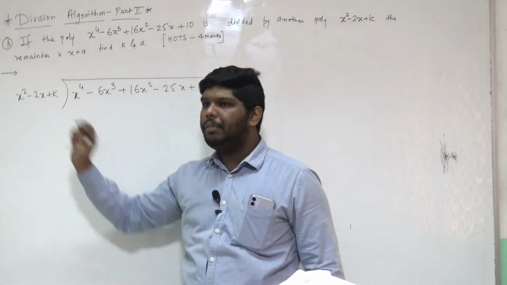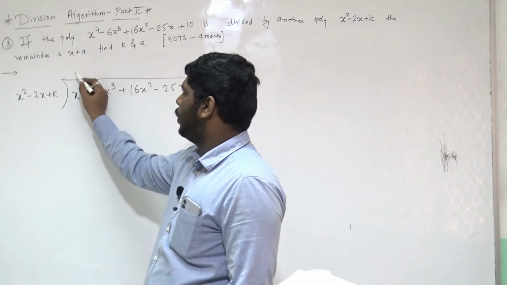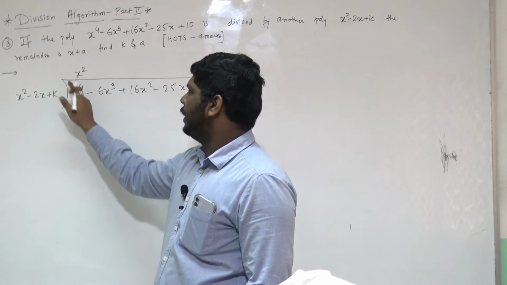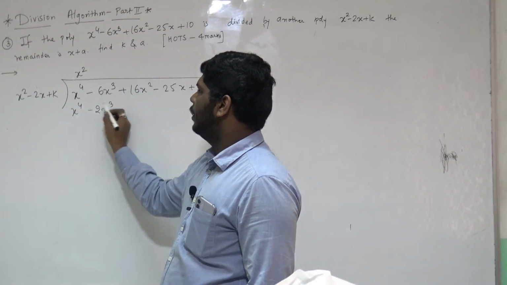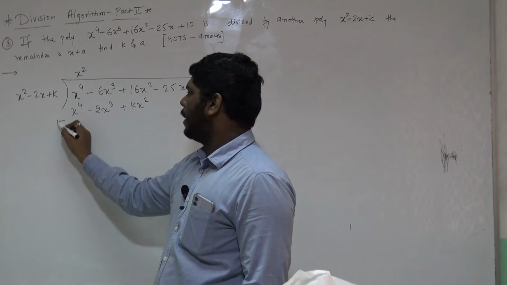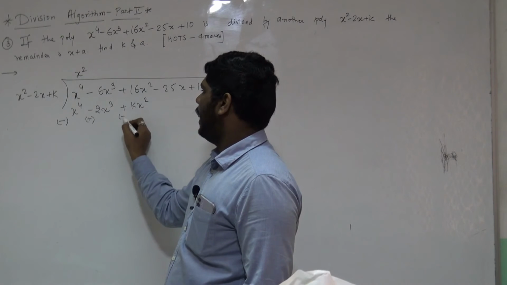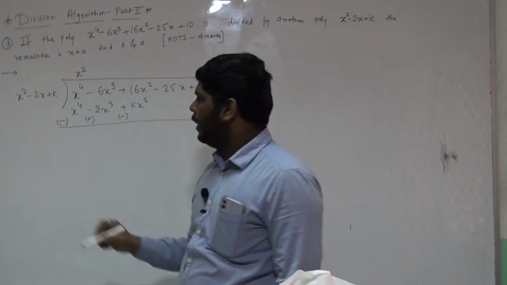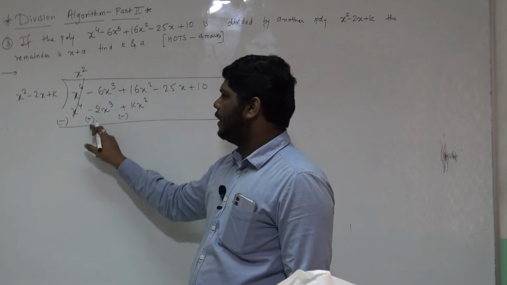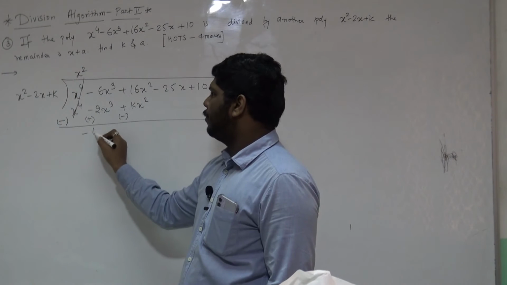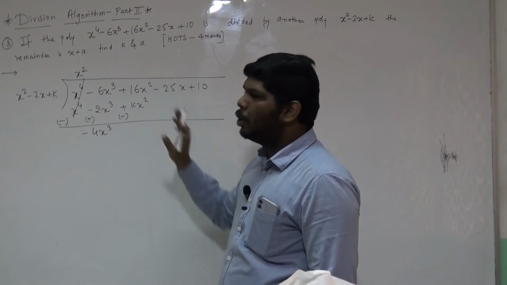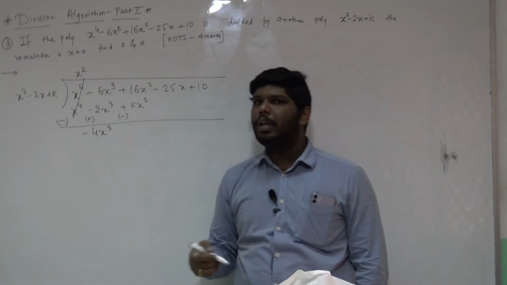If you divide first term by first term, x raised to 4 upon x square, you will get x square, correct? So x square into x square is x raised to 4, minus 2x into x square is minus 2x cube, and plus k into x square is plus k x square. Then we know it is subtraction, so the signs change. So here x raised to 4 minus x raised to 4 cancelled. Now what is remaining here, minus 6 and plus 2, so this will give you minus 4x cube, correct? Now in this case when you subtract, the subtraction is not possible because 16 minus k is not going to give you any answer, right?